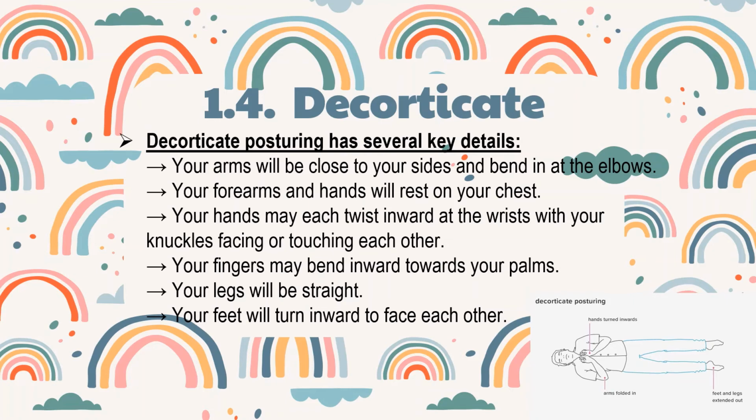First, the arms will be close to his side and bent at the elbows. The forearms and hands will rest on his chest. The hands may each twist inward at the wrist, with the knuckles facing or touching each other. The fingers may bend inward towards the palms. The legs will be straight. The feet will turn inward to face each other.